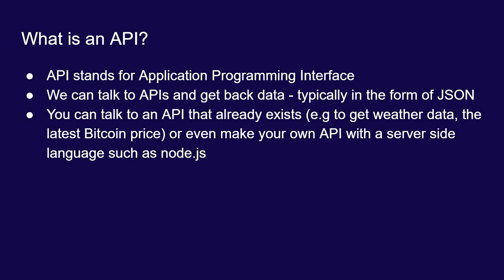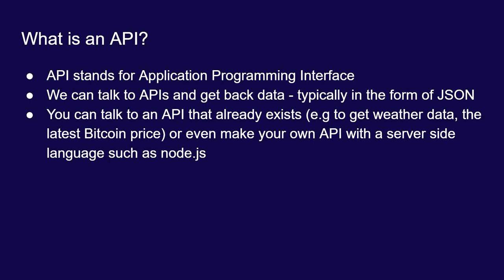This data typically comes in the form of something known as JSON, okay? So JSON stands for JavaScript Object Notation. That's not really important. What matters is that you understand it is a format, and JSON is an easy to read format. So you can talk to APIs that already exist.